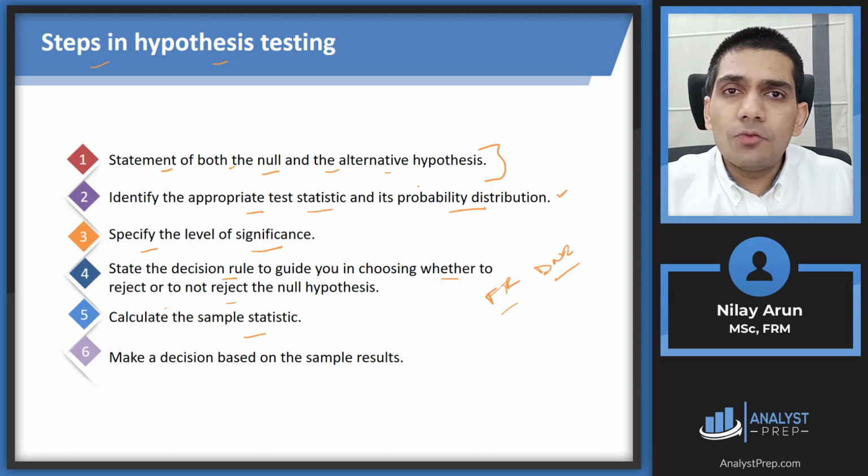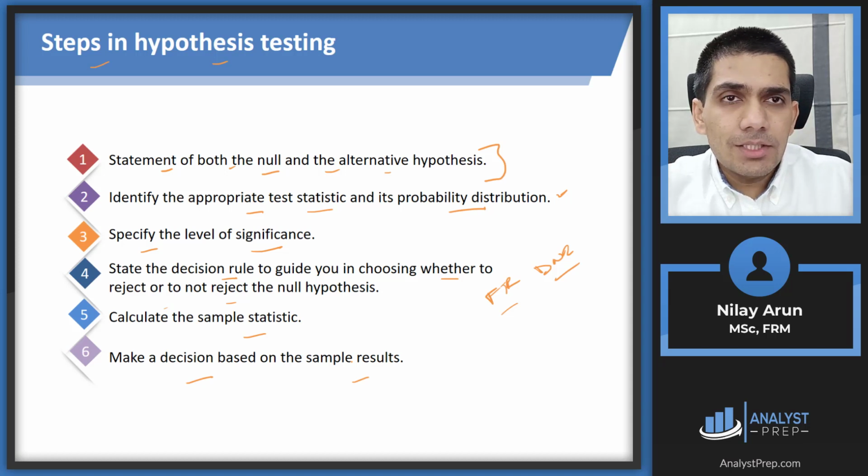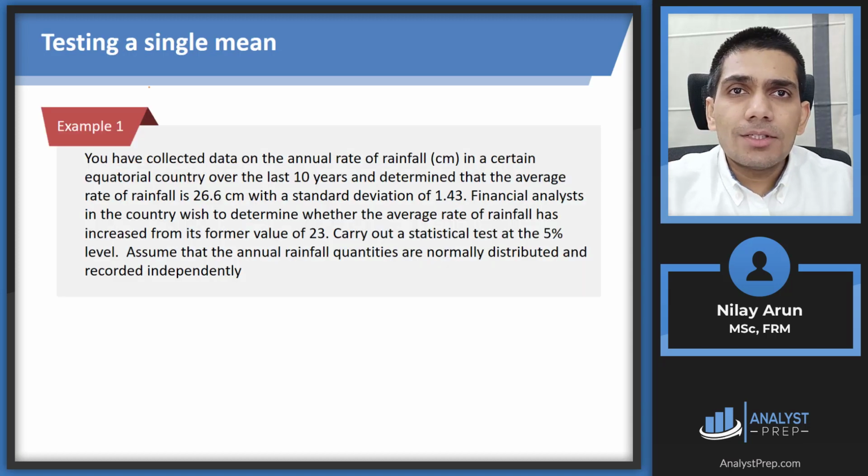Finally, once we have conducted this test, we come to the main part. That is what we were running the hypothesis test for in the first place. And that is that we make a decision based on the sample results. So that is going to be the final step. So make a mental note of these 6 steps. This is what we are going to implement in the next 2 examples. Now let's have a look here. First, let's try to test a single mean.